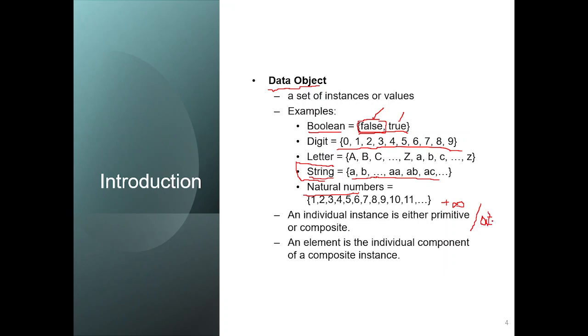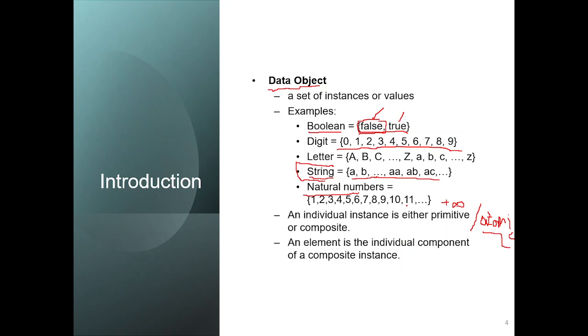So the original definition of atom was that it is the smallest particle of matter which cannot be subdivided any further, which was not true, because there are so many subatomic particles inside the atom, but still we use the term atomic for something that is the smallest in size. An individual instance of a data object can be atomic, like false and true. These cannot be broken down further. Similarly, 0 is atomic or primitive. 1, 2, 3, these are atomic or primitive. These cannot be broken down any further.